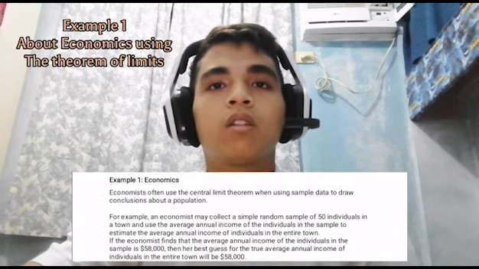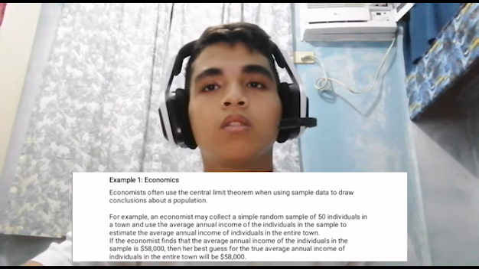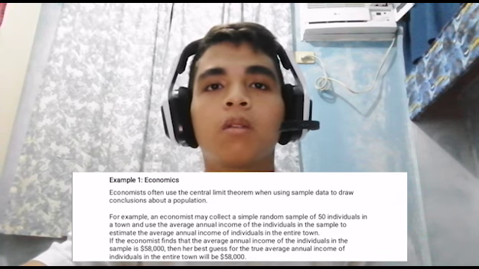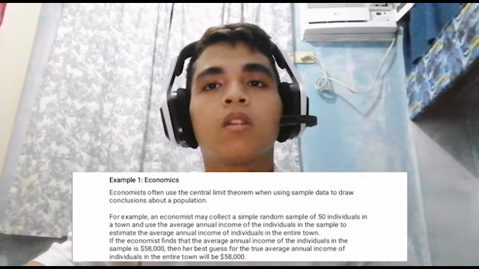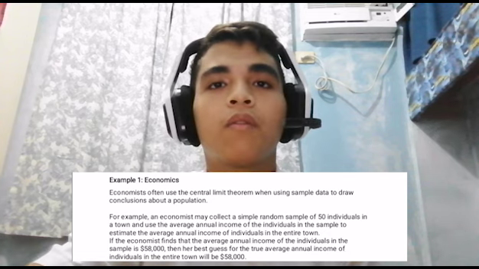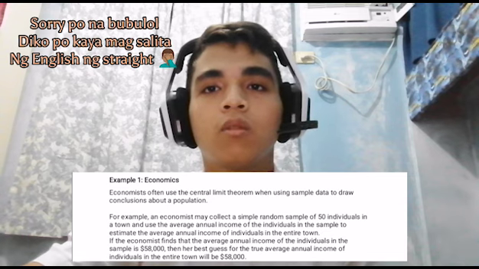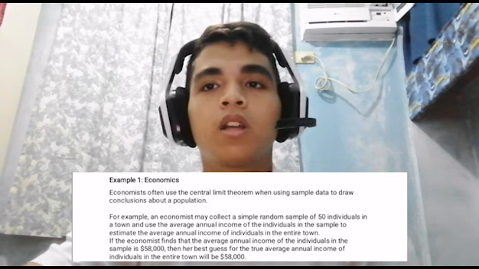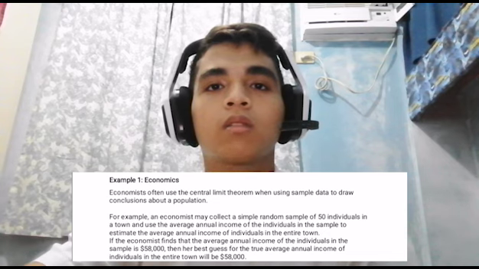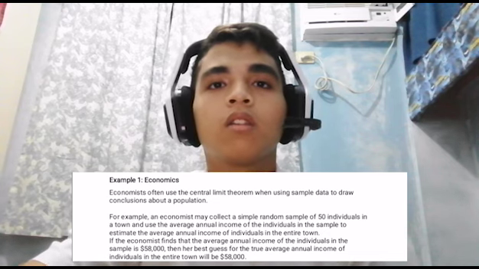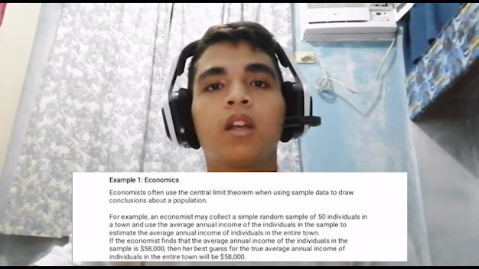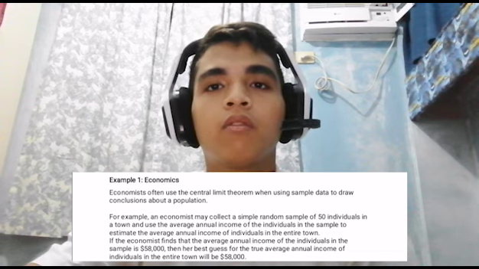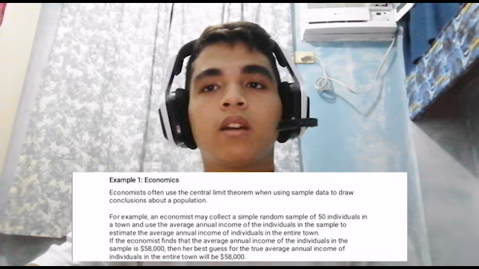1. Economics. Economists often use the central limit theorem when using sample data to draw a conclusion about the population. For example, an economist may collect a simple random sample of 50 individuals in a town and use the average annual income of the individuals in the sample to estimate the average annual income of the individuals in the entire town. If the economist finds that the average annual income in the sample is 58,000, then her best guess for the true average annual income of the individuals in the entire town will be 58,000.